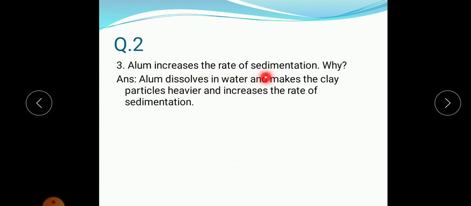Next, alum increases the rate of sedimentation. Why? Because alum dissolves in water and makes the clay particles heavier and increases the rate of sedimentation. So that will increase the rate.